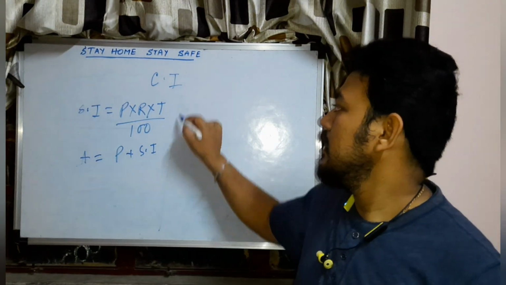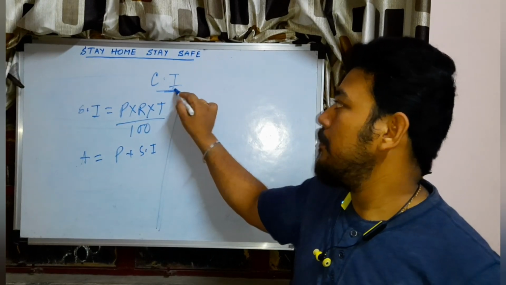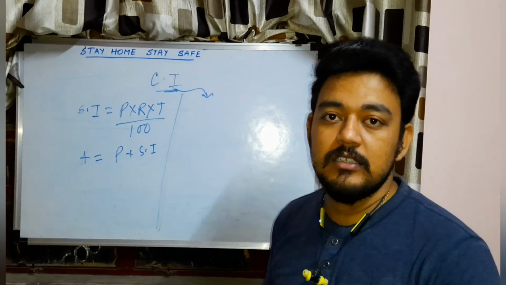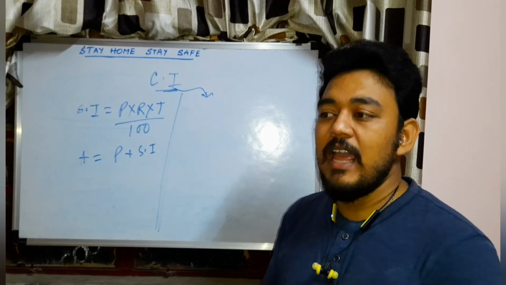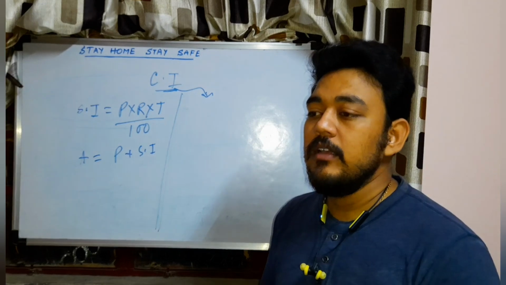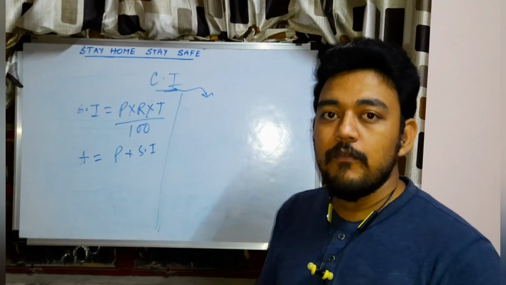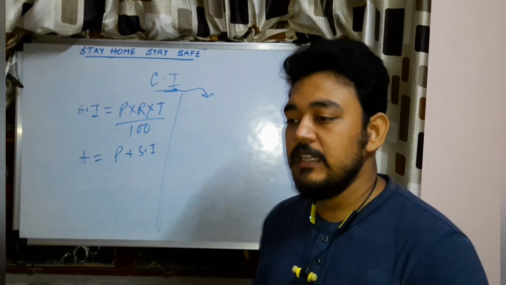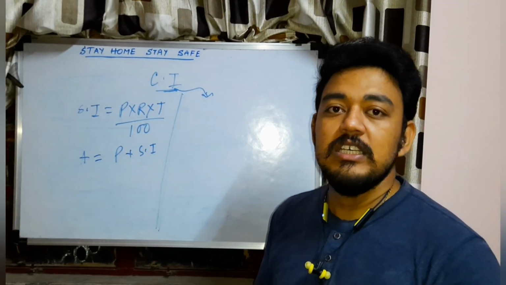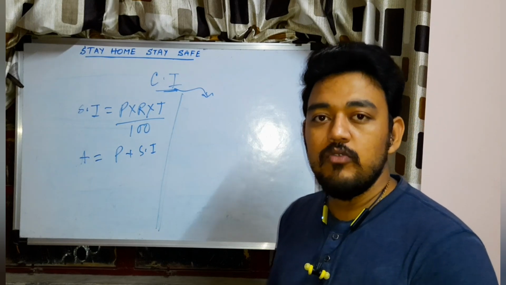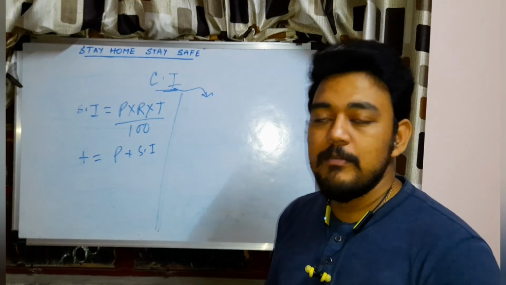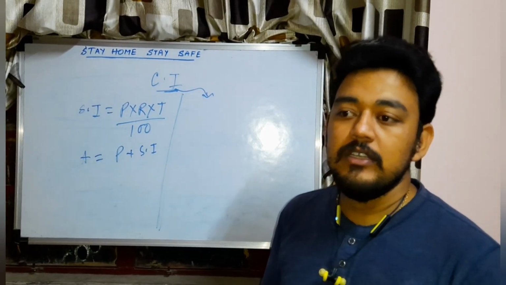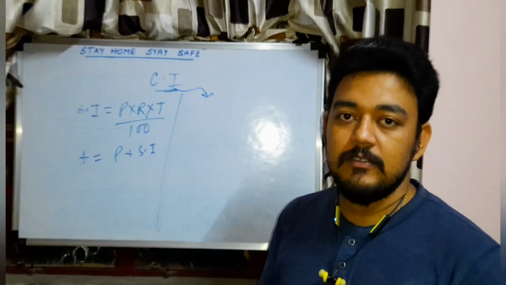Whereas another type of interest is compound interest, where the bank will give you interest on interest. Why? Because there are certain account holders where we keep the money for a certain time, then take it out, and again keep it and take it out. Such a relaxation is given in a certain type of account in the bank. And for that type of account, the bank calculates all the interest as CI.